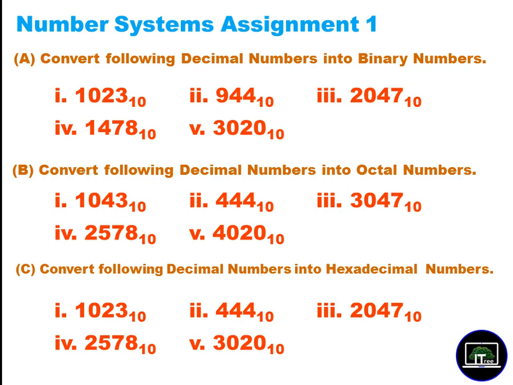A. Convert the following numbers from decimal to binary. B. These decimal numbers should be converted into octal. C. This decimal number should be converted into hexadecimal. You can note these down. You can do it yourself and send it to me as an email message. Then I will mark these and give you the feedback.